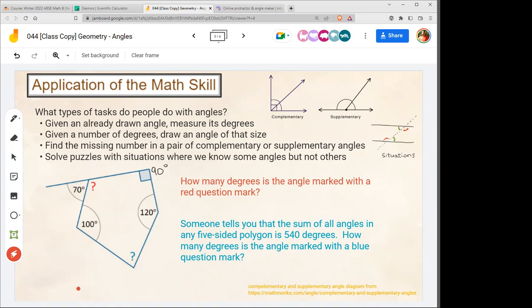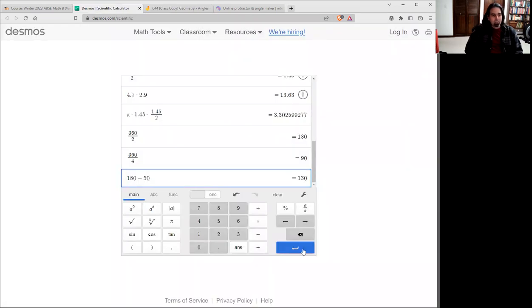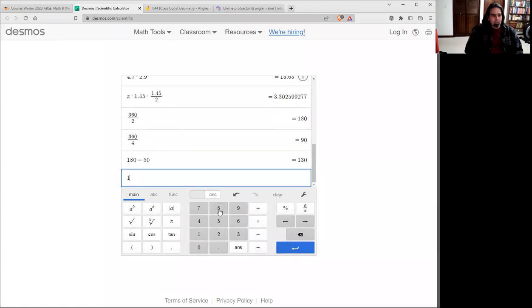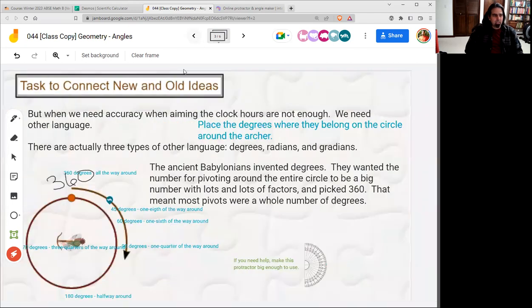Is it 70? This part is 70. It needs to go a little more. How much farther does it have to go? So the whole angle is 180, right? All the way up to facing the other direction. That was 180.